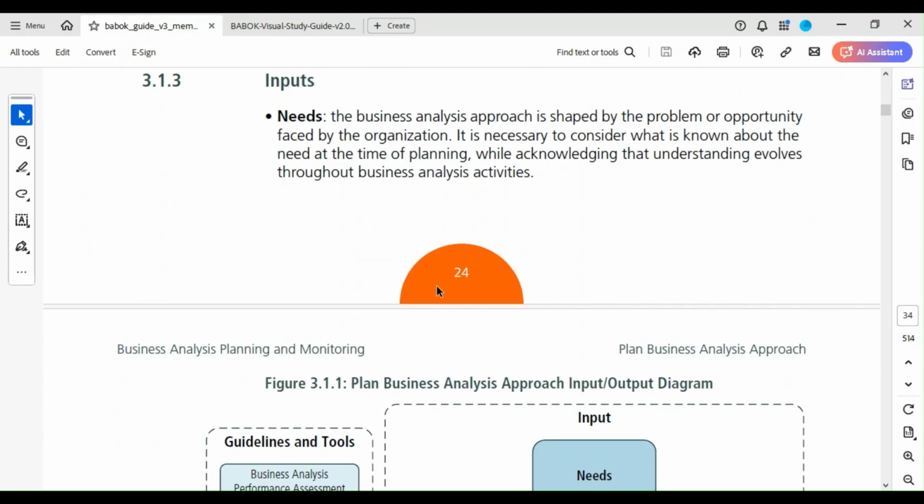So, input, needs. The business analysis approach is shaped by the problem or opportunity faced by the organization. So whatever you do is shaped by the issue in an organization. It is necessary to consider what is known about the need at the time of planning, while acknowledging that understanding evolves throughout business analysis activities. So hold on to what you know, but know that as you go on, it evolves. Okay?